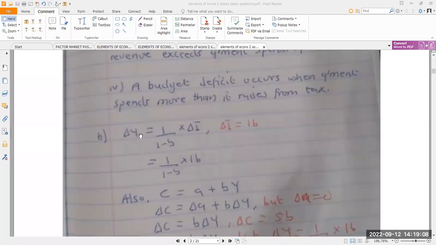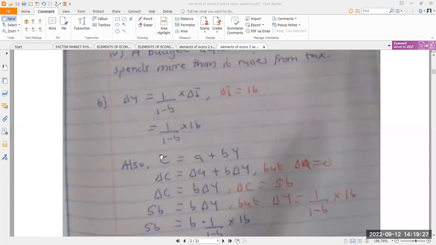All right, so the change in Y equals 1 over 1 minus b times change in I, okay? So from here, we're given the change in investment as 1 billion. So your change in Y is equal to 1 over 1 minus b times what? The change in I, which is 1 billion.